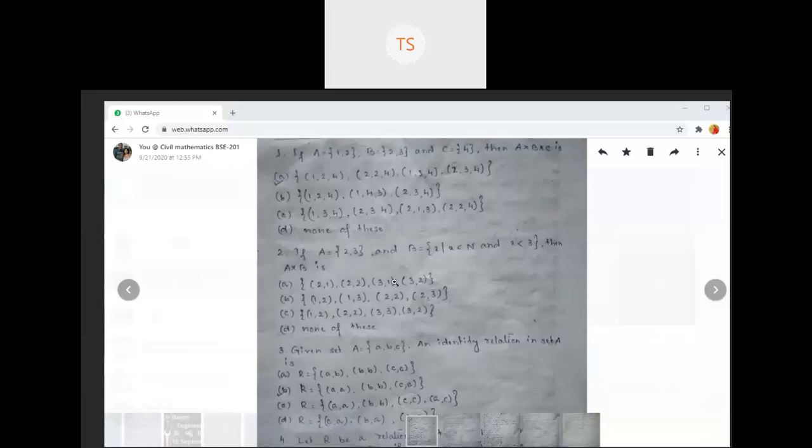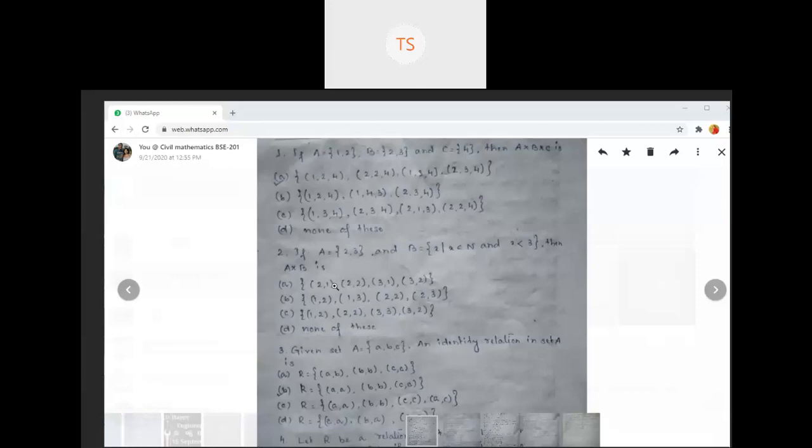First of all, what are the elements of set B? Natural numbers less than 3. No, only 1 and 2, because the number must be less than 3. So B is {1, 2}. Then A is {2, 3}, so we get (2, 1), (2, 2), (3, 1) and (3, 2). So option A is the correct option.